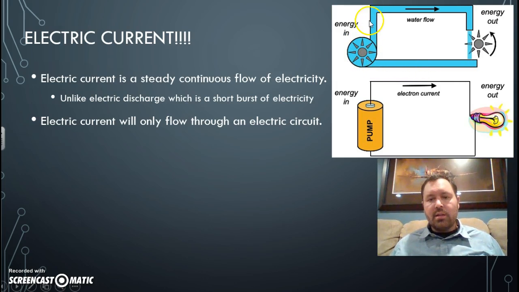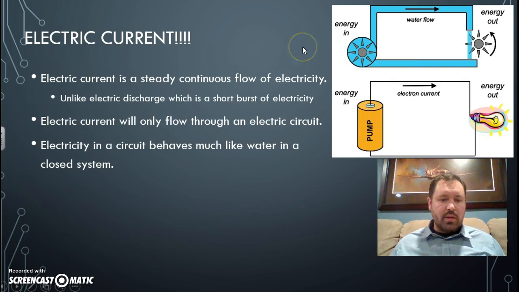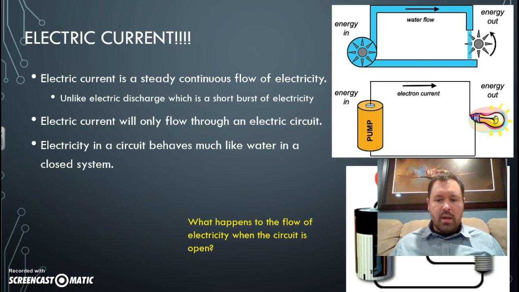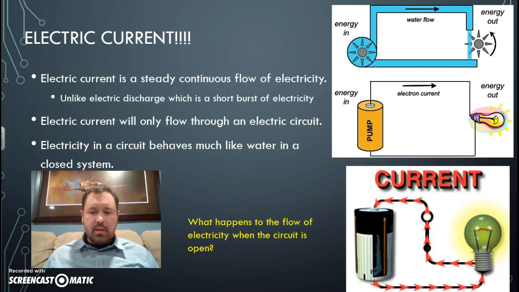But my question is, let's just suppose this was broken. If there is a trap door allowing all this water to flow out, would this system work? It wouldn't. So in this case, an electric current can only go through a closed circuit. If the circuit is open in any way, shape, or form, the electricity cannot flow through it. So electricity behaves much like water in a closed system. We've got some videos in the future to show you how the electricity does flow a little bit like water in a closed system.